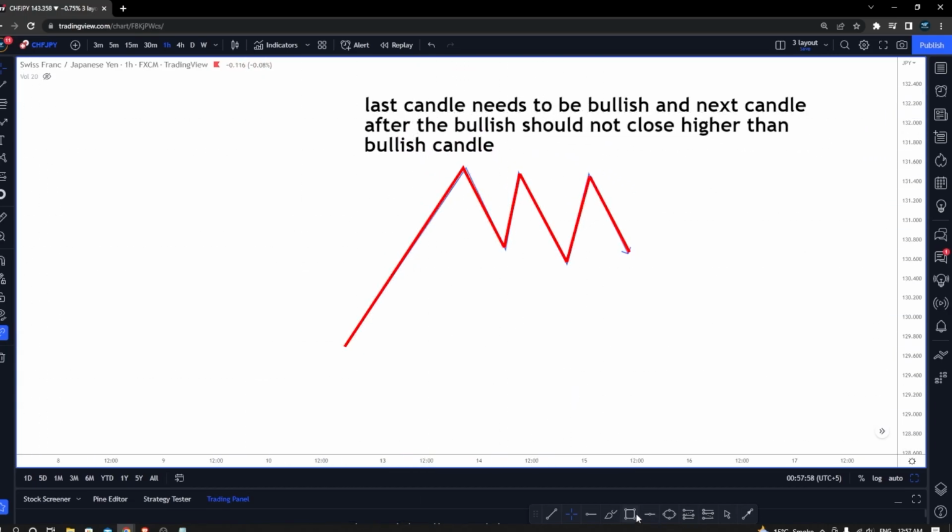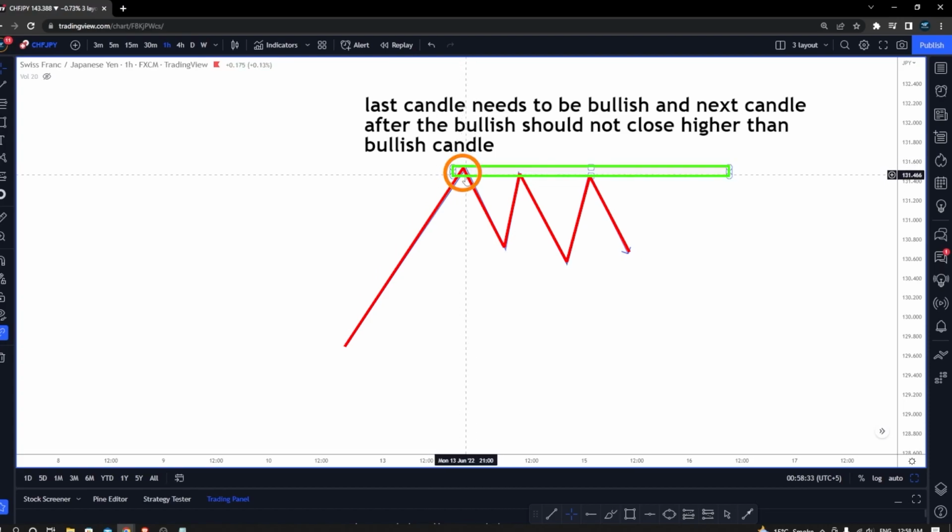That means that if the last candle that closed here is bullish, then it's a plus point, and the next candle that closes should be lower than the last bullish candle. So we are going to need this as a reference. If we have a last bullish candle here and the next candle does not close above that bullish candle, then this area becomes a very important area, and we need 3 touches.